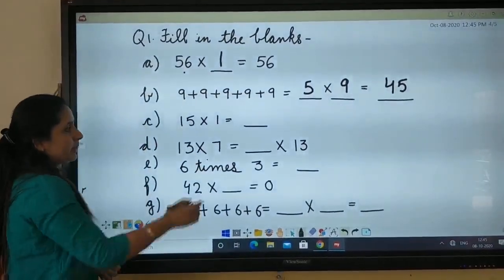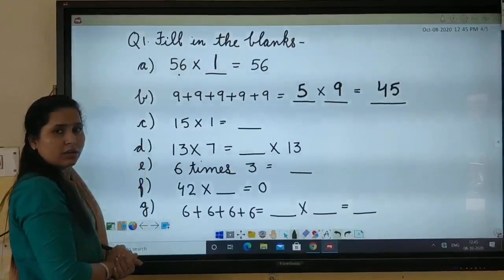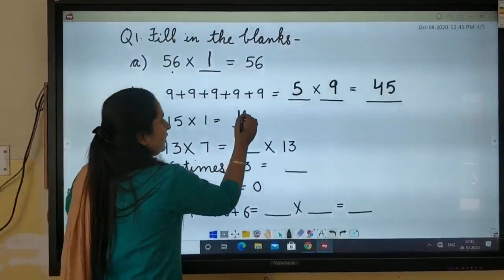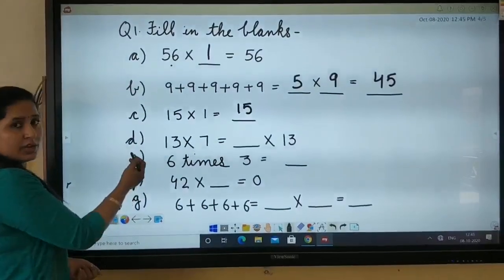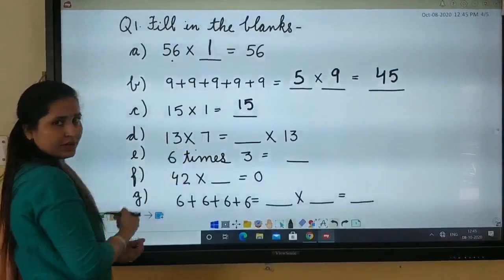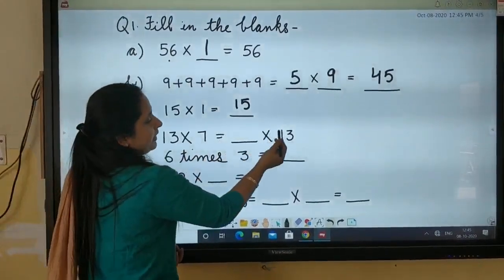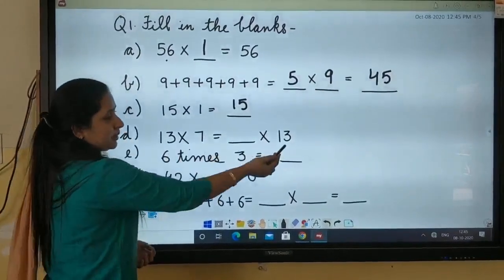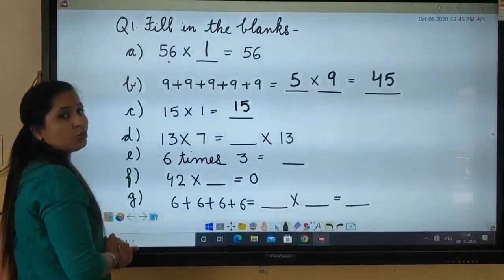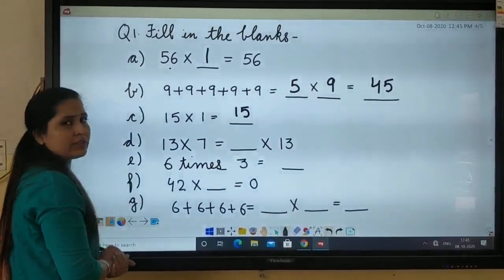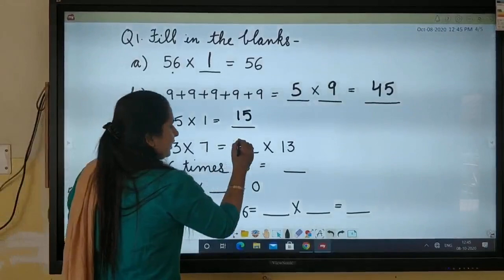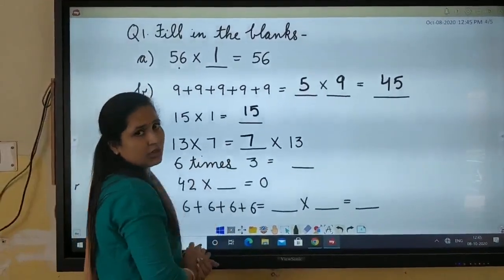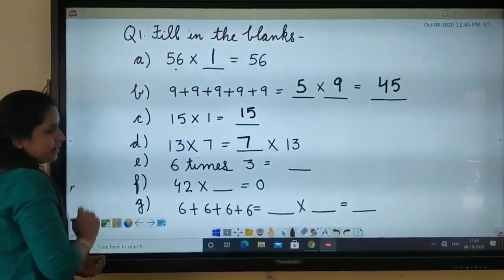So what is the next one? 15 multiplied by 1. What is the answer? We are multiplying by 1. It means the same number. So it will be 15. Next one is 13 multiplied by 7 equals dash multiplied by 13. It means both answers are equal. Here the number 13 is written. It means it's about the order of numbers. We can write 13 and 7 in any order to get the same answer. It means 13 sevens or 7 into 13. Both are the same.